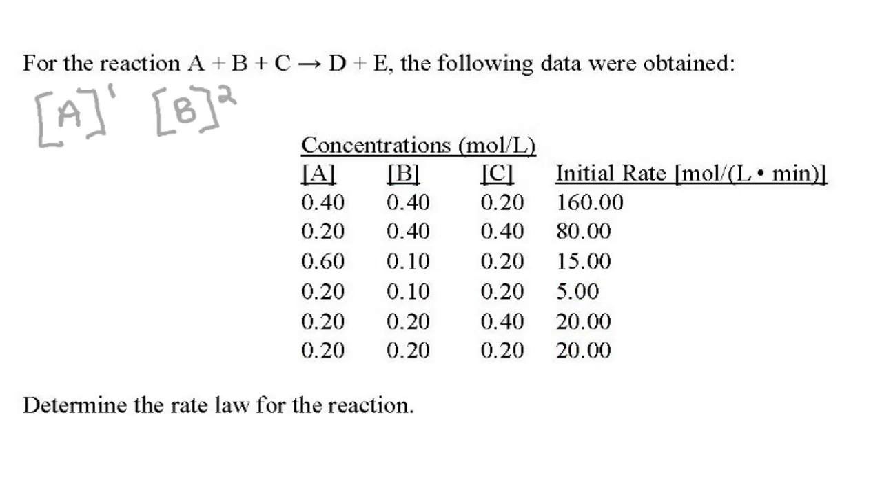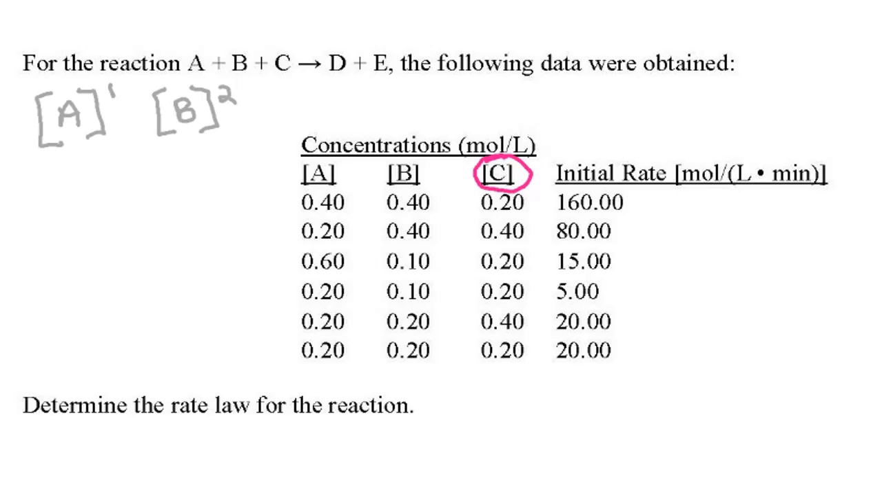Okay, so now I've got up at the top A, the concentration of A with the first order, and the concentration of B with the second order. So now we need to see what order the C is. So here's C right here, the column C. So we need to find a place where C changes between experiments, but A and B remain the same.